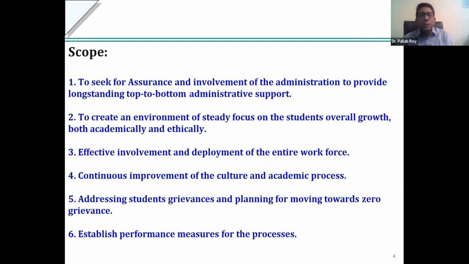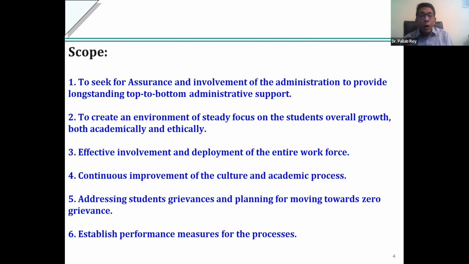Now, the second is to create an environment of steady focus on the students' overall growth, both academically and ethically. You know, to create an environment which will be suitable for all, it is not only the academic growth of the students, but parallelly the moral values and ethics also need to be developed. So the third scope is effective involvement and deployment of the entire workforce.